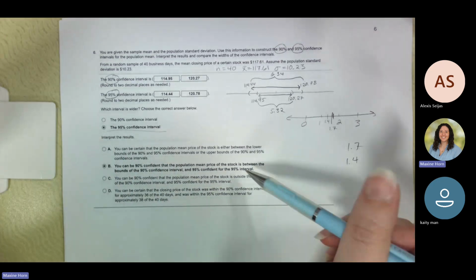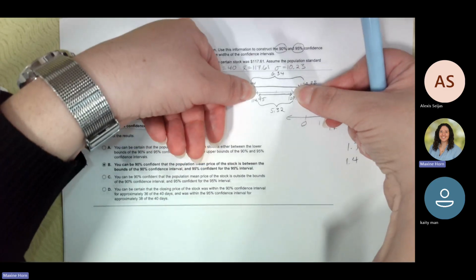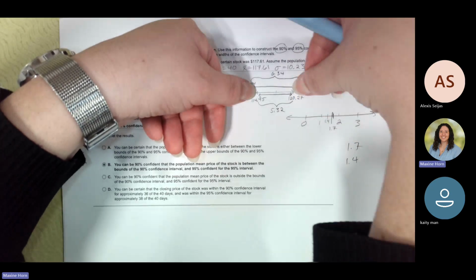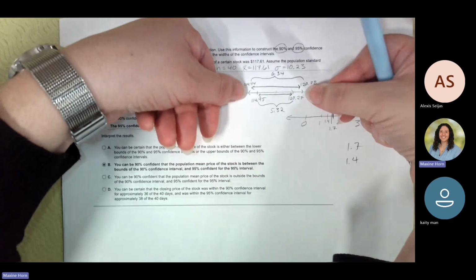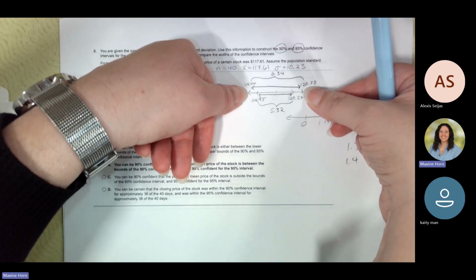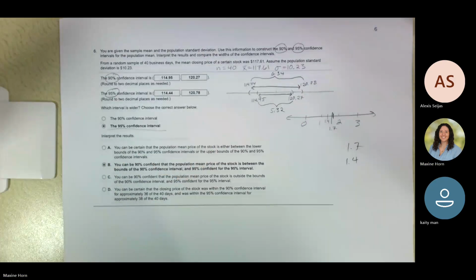And then they want you to interpret it. So really, they're just restating what we've already talked about, that we can be 90% confident that the true population mean falls between 114.95 and 120.27, and we can be 95% confident that the population mean falls between 114.44 and 120.78. Okay. All right.